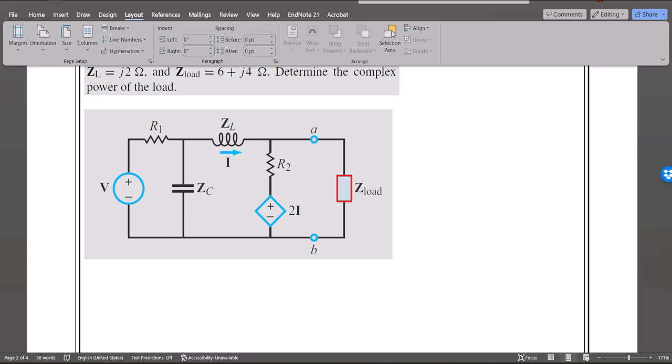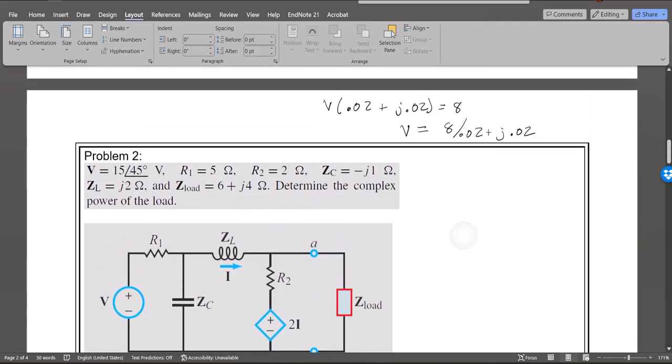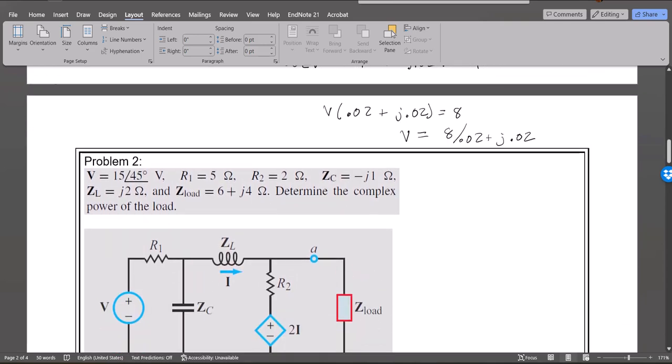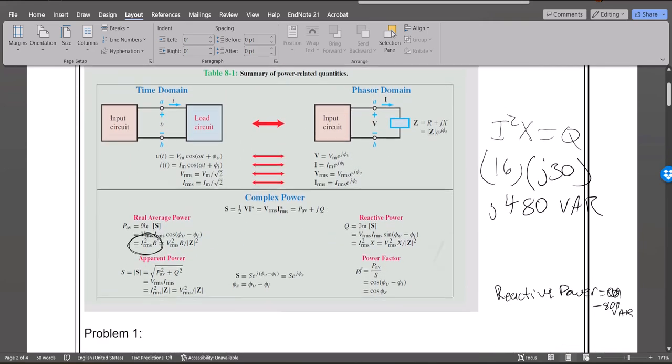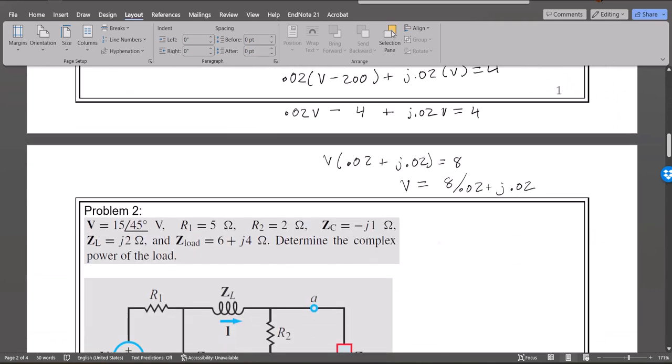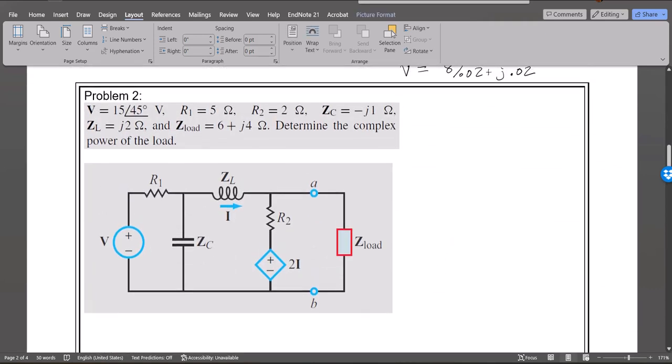To find the complex power for the load, I have Z for the load already. So if I could get the current for the load, then the complex power, just like we had when we had just real power, we had P equals IV, and V equals IR, and so I could come up with all of the other formulas for power using that.